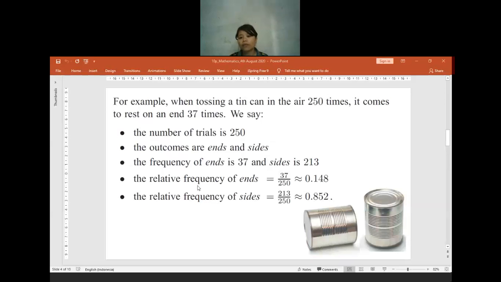So the relative frequency for getting the ends will be 37 out of the total experiments I have. I can round it off to become 0.148. Then to get the sides, it will be 213 out of the total experiments, so I will get 0.852. So from here, the probability of getting the ends will be 0.148, and for getting the sides, it will be 0.852.